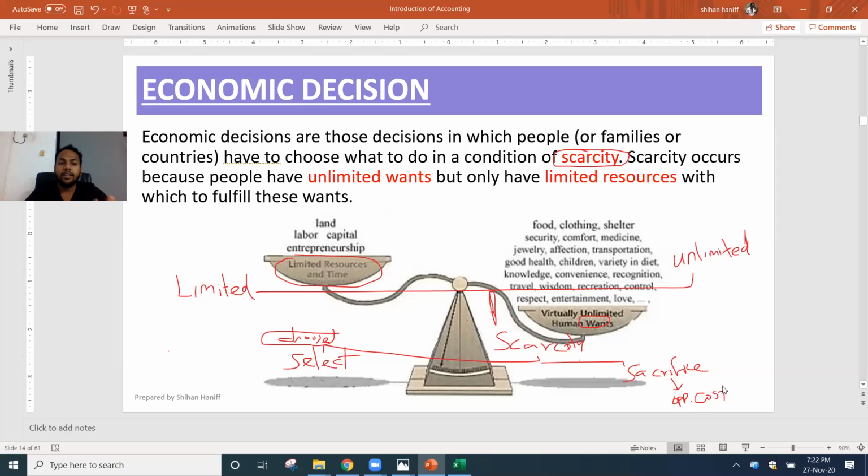Right? He sacrificed the other one and he selected the best option. Whatever he sacrificed becomes the opportunity cost. So this is what we call an economic decision. Economic decisions: making decisions based on these economic factors. It's not a just decision. No emotional decisions. It's only based on the best option available.